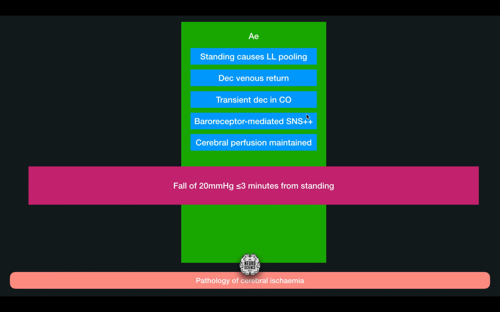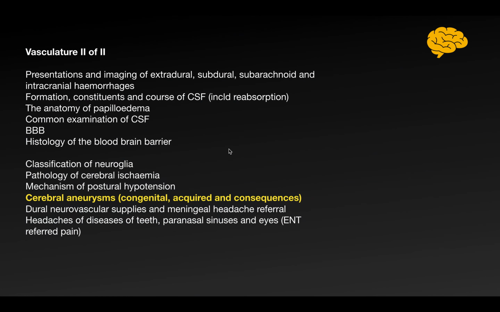So if you're unable to compensate for this, so your sympathetic system is insufficient because of issues with cardiac work or autonomic dysregulation or hypovolemia, all these different kinds of functions, it's going to lead to cerebral lack of perfusion. Fall of 20 or more in less than 3 minutes, and you'll get postural hypotension. Can't compensate. Quick nod to cerebral aneurysms.